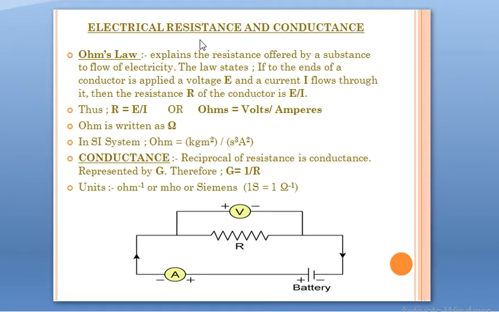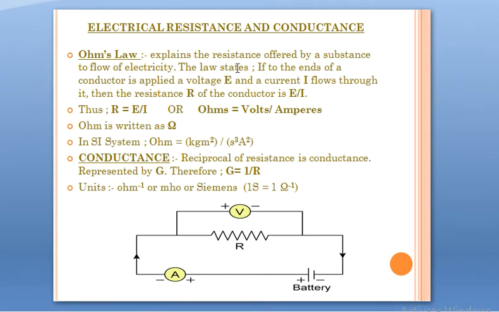So first things first, let's see what resistance is. As far as the literal meaning of the word is concerned, it means hindrance. Every conductor will show some resistance to the flow of electricity. What is that resistance? How does this conductor show that resistance? It is all explained by a law known as Ohm's law.